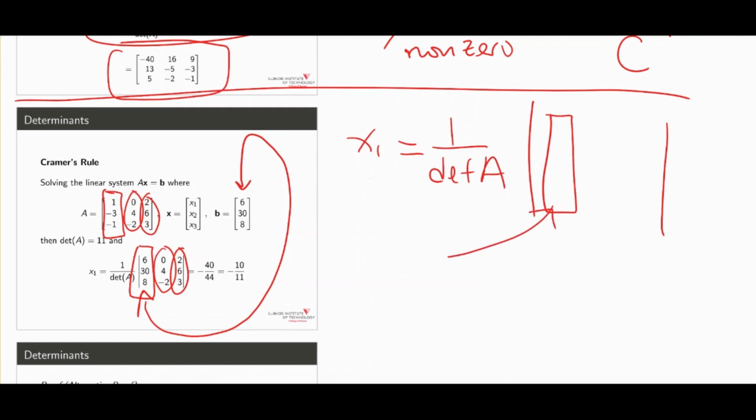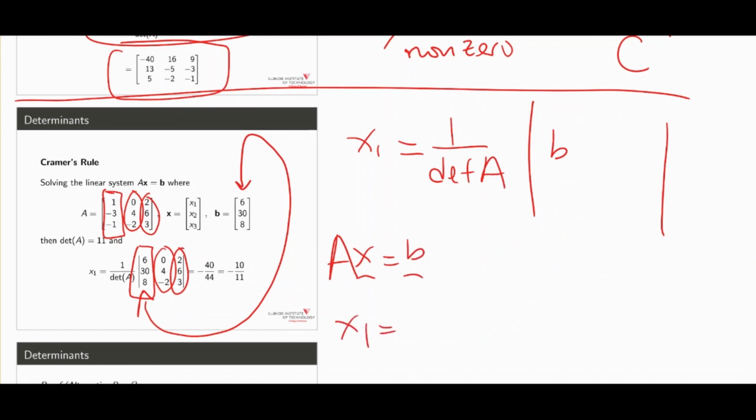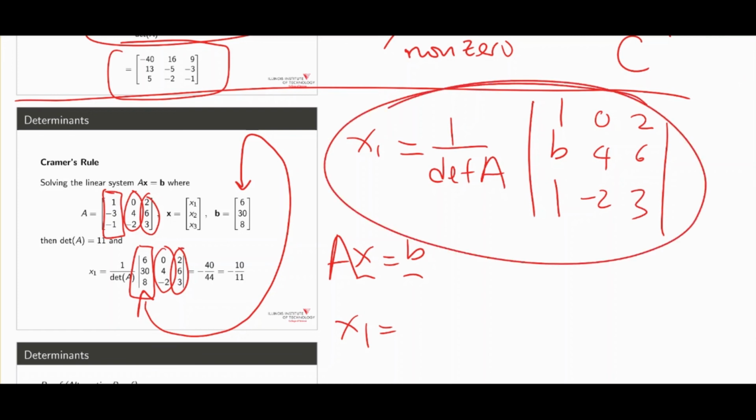we delete the first column of A and substitute this B right into it. So you put your B, right? We are looking at AX equals B and x1. So you'll put your B right here, and then you keep the columns of A. Okay, so the second column of A is here. The third column of A is here. And then you compute this, and this will give you the answer for x1.